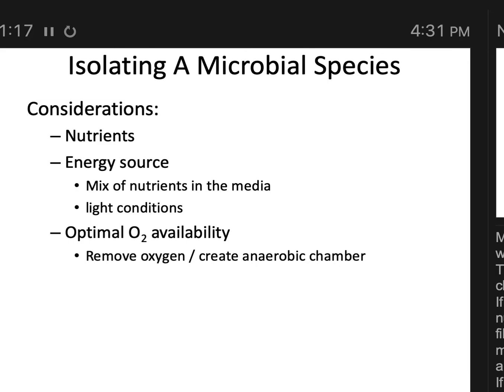One way is to use a medium that reduces oxygen into something else. Like there are certain media that you can use that change oxygen into water. And then there's less oxygen in the plate, in the petri dish. But there are also several ways of incubating media and bacteria in anaerobic chambers. So you might need to remove oxygen or create an anaerobic chamber in order to grow certain microbial species.